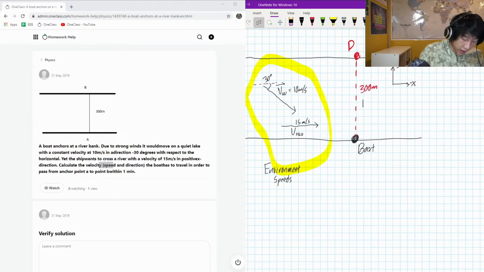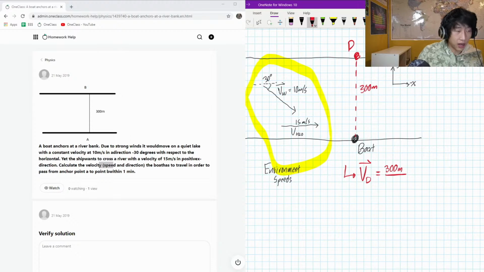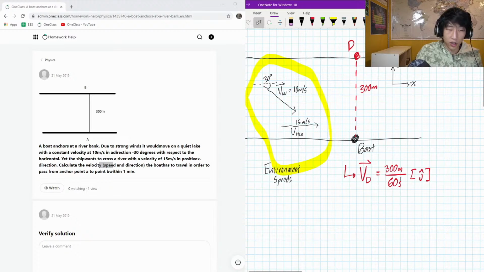Okay, so the boat needs a velocity. So VD, this is our velocity to our destination. This will be 300 meters divided by 60 seconds, because it's 1 minute. And this will be in the y direction, so that's just J for direction. Positive J, because we're going up. I know it doesn't... oh, it says from A to B. Okay, so we're good on that. And 300 divided by 60, I think that's 5 meters per second.